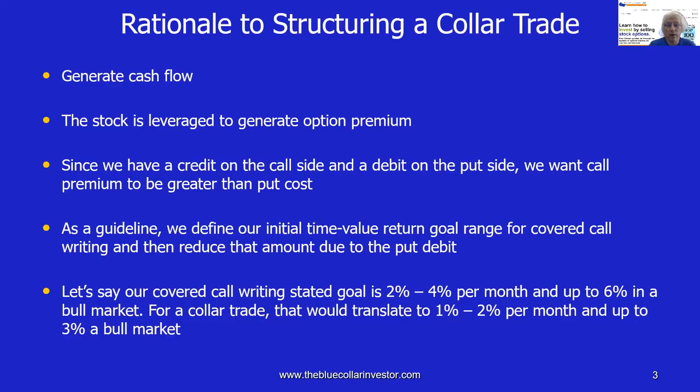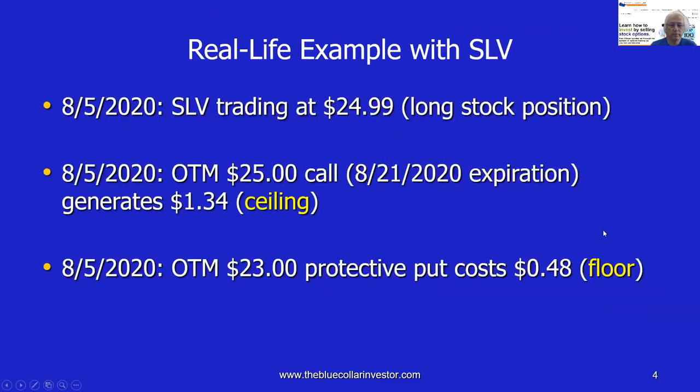Now, when we use a collar trade, we're also purchasing put options. So that means that our net time value is going to go down. How much? Let's use as a guideline half. So our initial time value return goal range for collar trades would then become 1 to 2% a month and up to 3% in a bull market, approximately half that of our covered call writing goal.